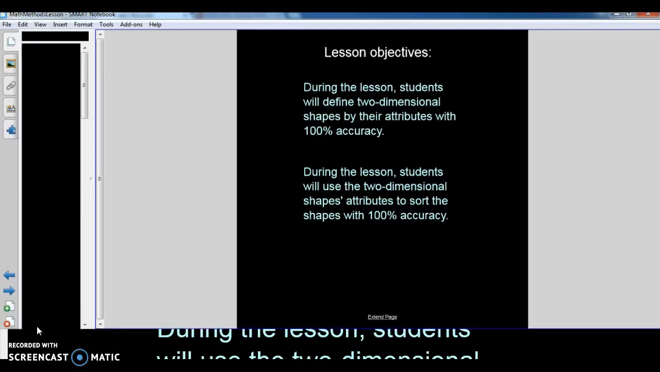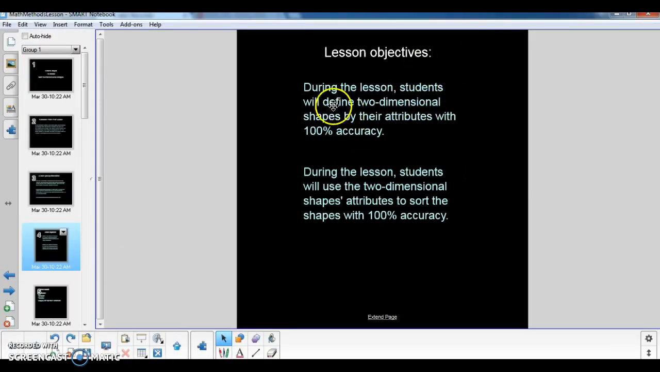Lesson objectives. During the lesson, students will define two-dimensional shapes by their attributes with 100% accuracy, and during the lesson, students will use the two-dimensional shapes' attributes to sort the shapes with 100% accuracy.